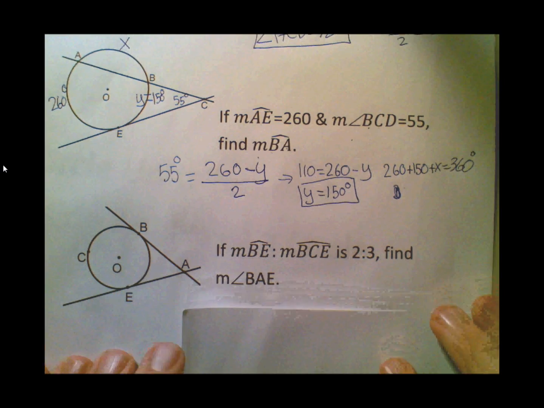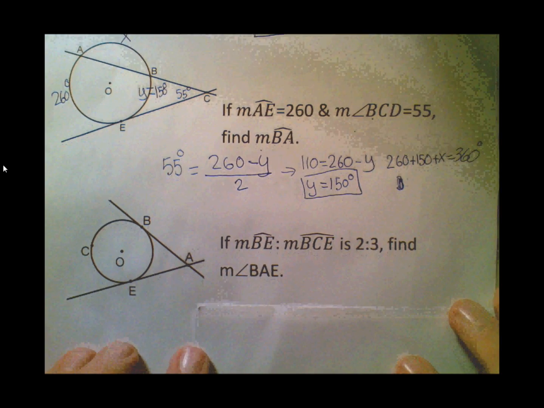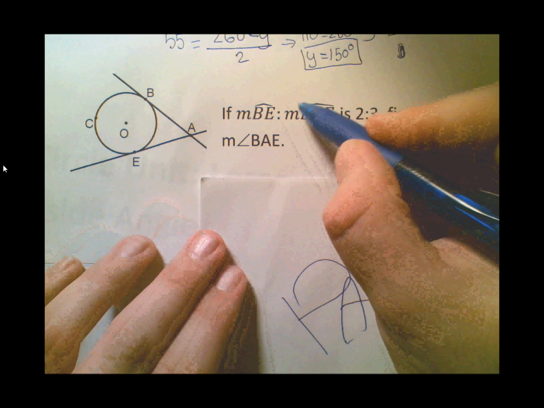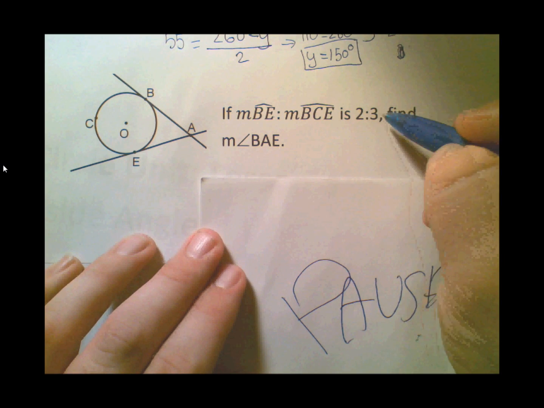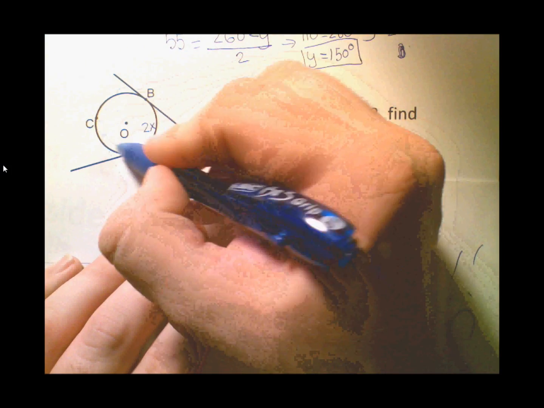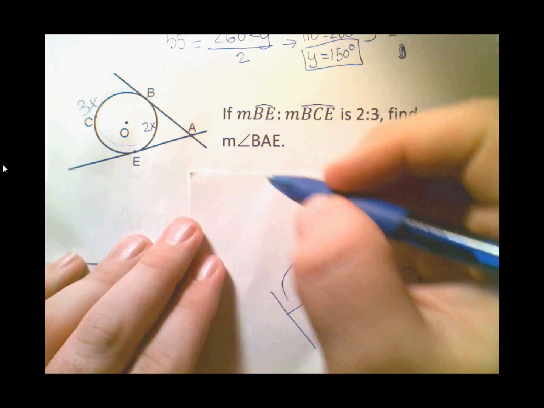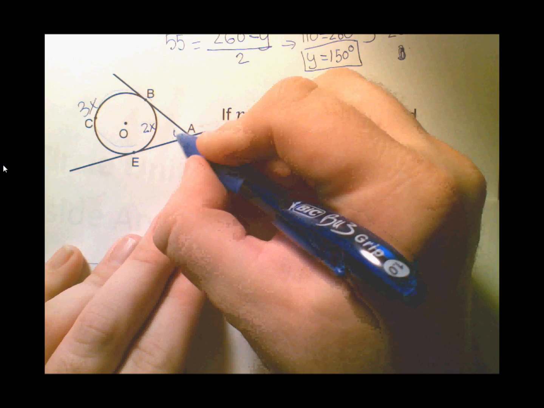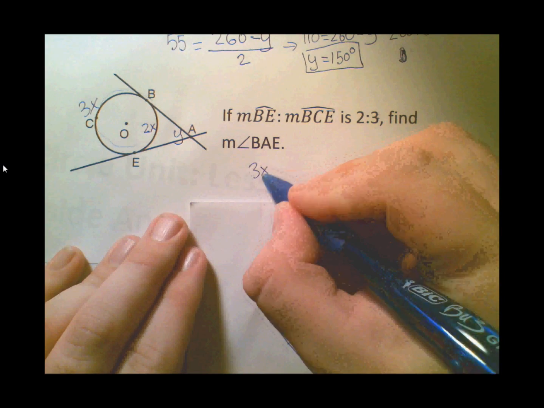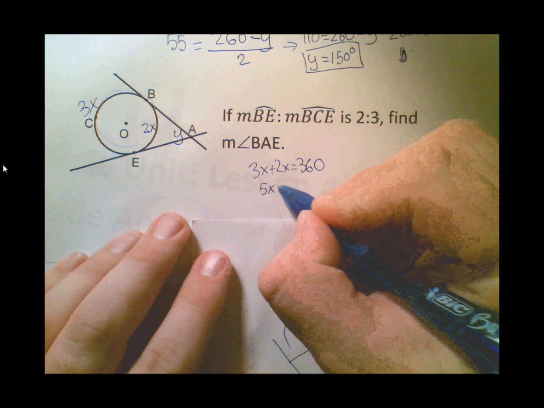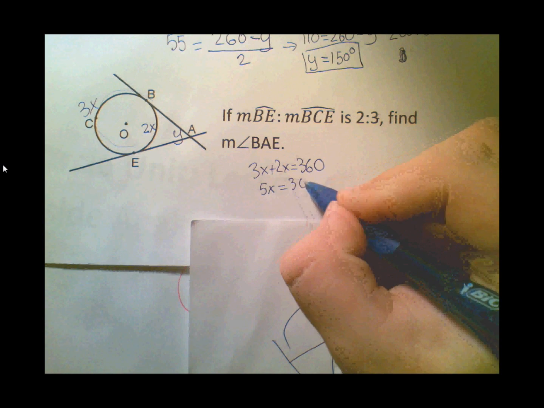If the measure of arc, we're going to look at the measure of arc BE. Now the measure of arc BE to the measure of arc BCE is 2 to 3, which means that we call this 2x, and BCE is going to be 3x. Now, remember, we're looking for the angle on the outside here. I already used x, so I'm going to call this y. So I know that 3x plus 2x equals 360 degrees. Now I get 5x is equal to 360, and x is equal to 72 degrees.